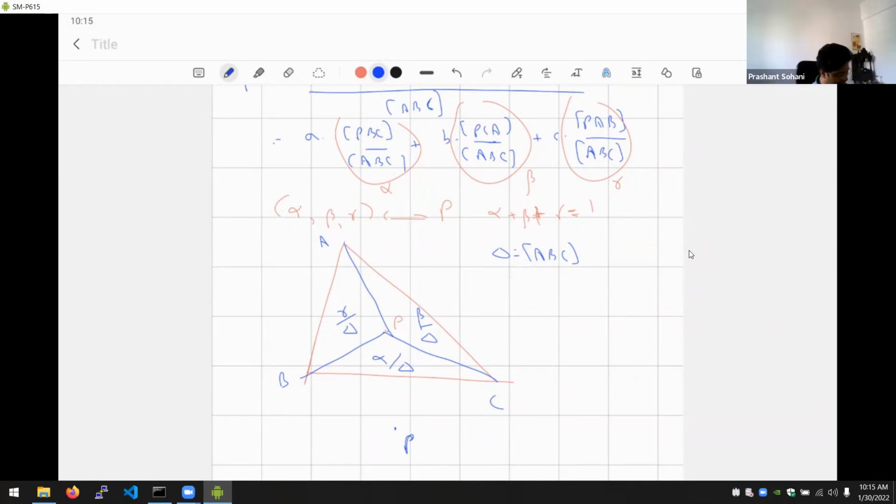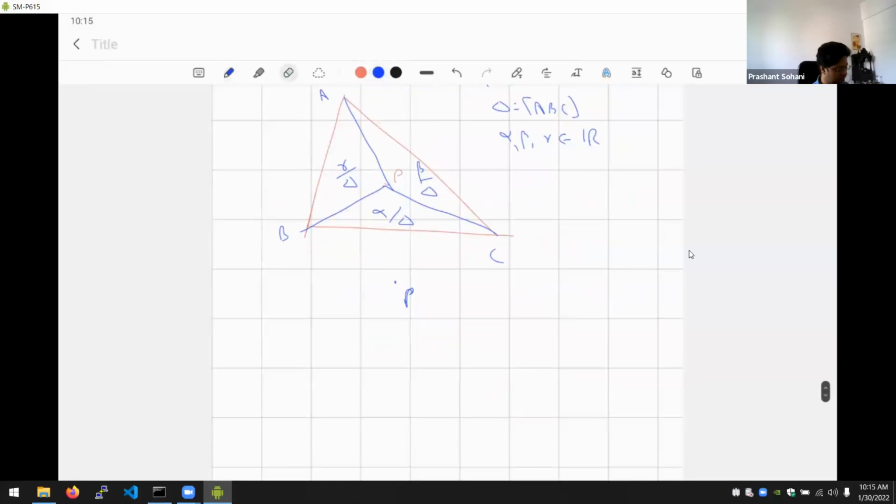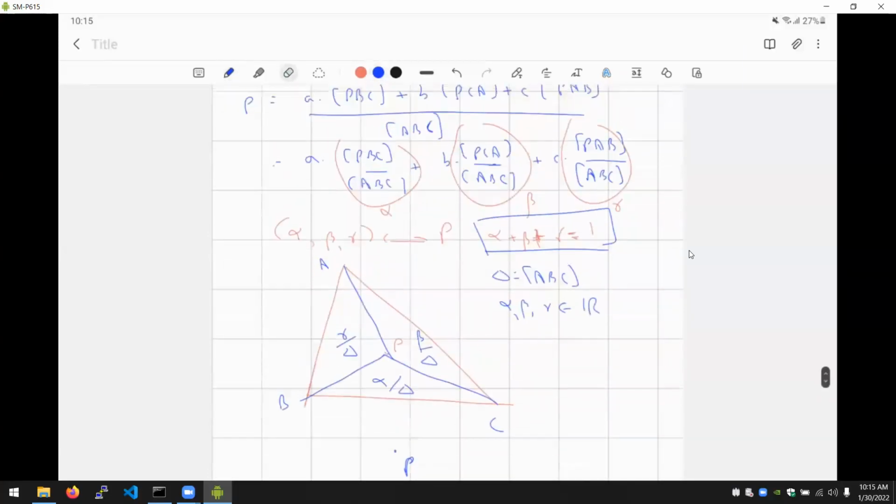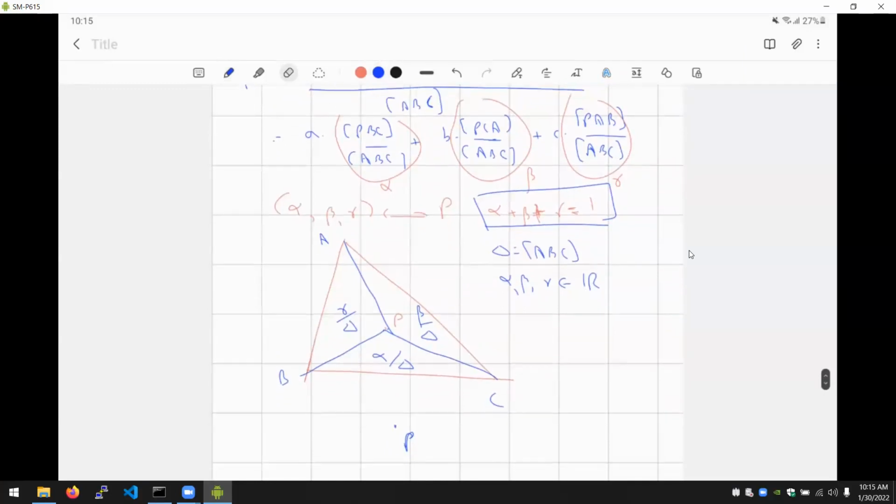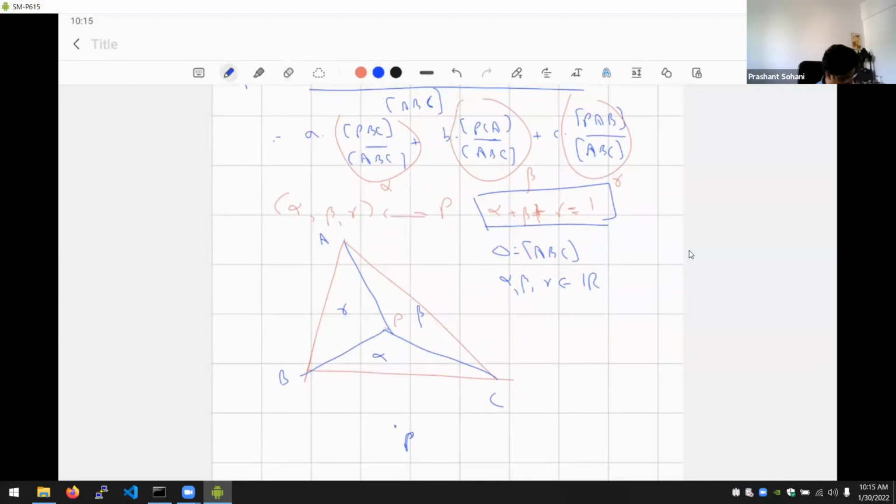But in all cases, alpha, beta, gamma can be any real numbers as long as they satisfy the condition that their sum is equal to 1. So there is a one-to-one correspondence between all the points in the plane and all the triplets alpha, beta, gamma whose sum is 1. Sir, yeah, go ahead. So shouldn't it be alpha times delta instead of alpha upon delta? Oh yes, you are correct. Yeah. So the areas of these are alpha delta, beta delta, and gamma delta.